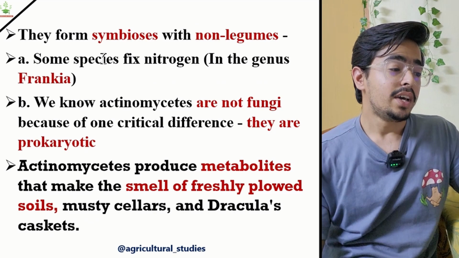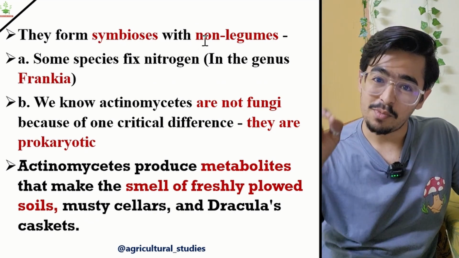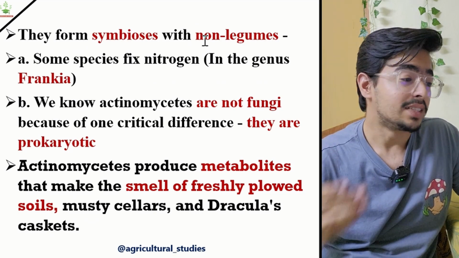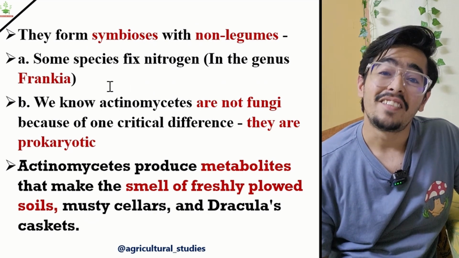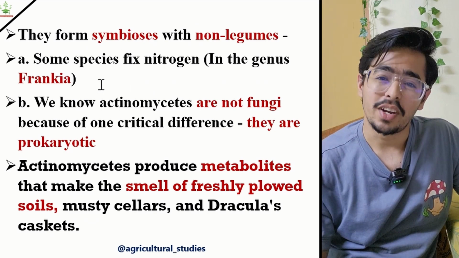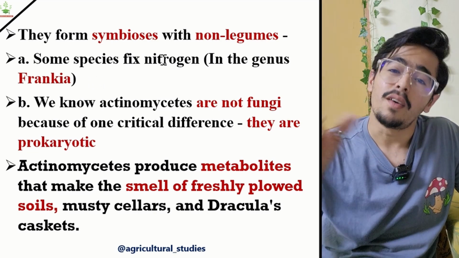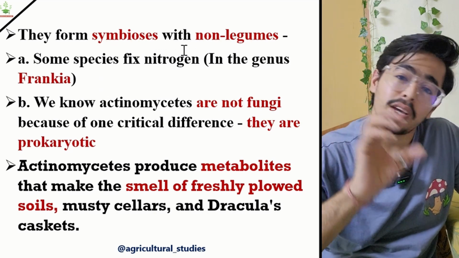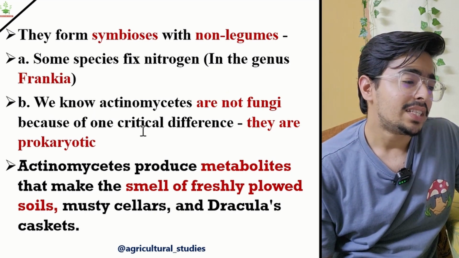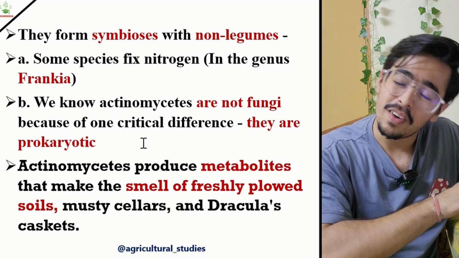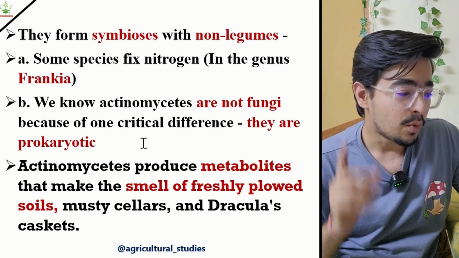Next, they form symbiosis with non-leguminous plants. It is important: with non-leguminous plants, some species fix nitrogen, like the genus Frankia. It is a very important term, right? Frankia. So actinomycetes are in symbiosis. In which example? We can learn Frankia. We know actinomycetes are not fungi because of one critical difference: they are prokaryotes. They are different from fungi. Why? Because they are prokaryotic, not eukaryotic, right? So they are prokaryotic cells.